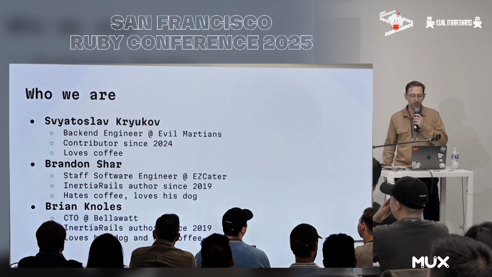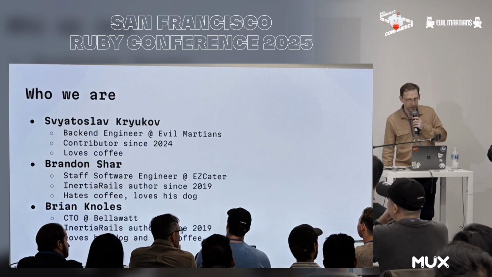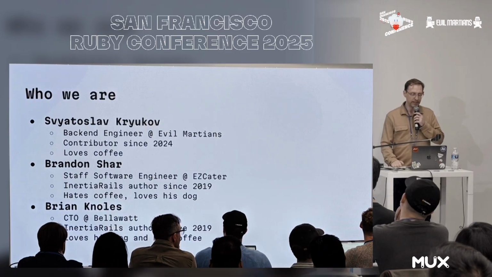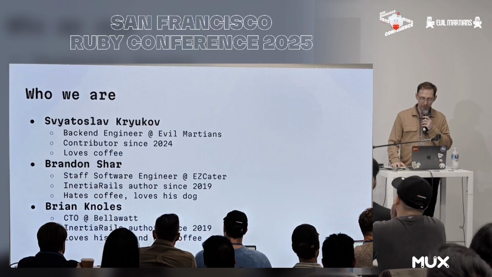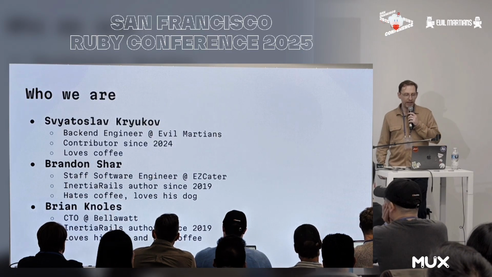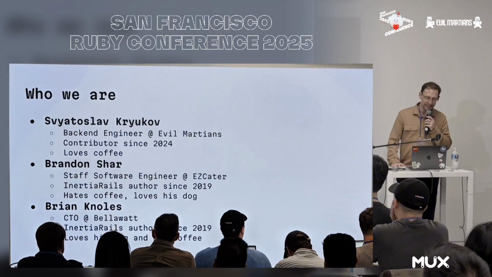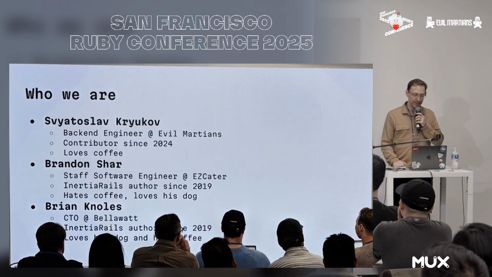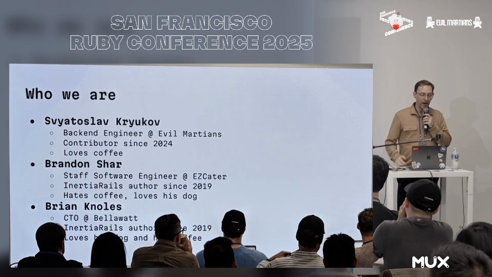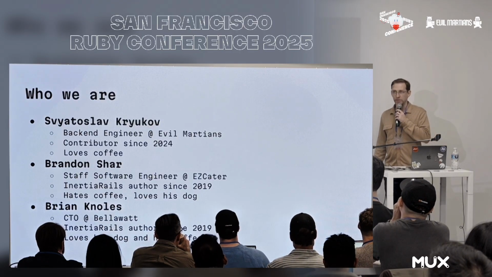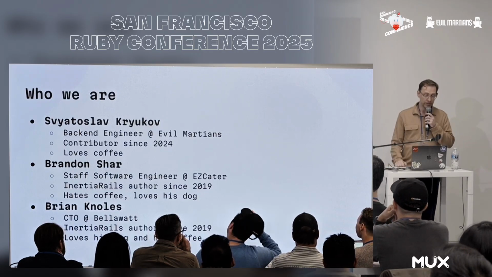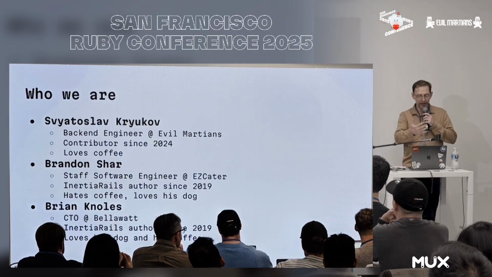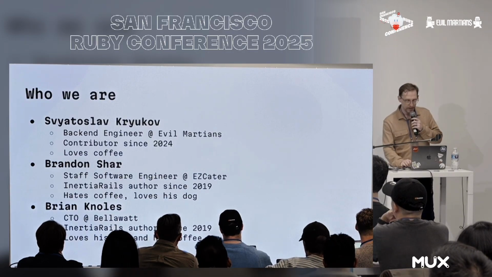Next to him is Brandon Shar. Brandon is a staff software engineer at EasyCater. He actually hates coffee, curiously, but he does love his dog, so he is capable of that human emotion. And then there's me. I'm Brian Knoles. I'm the CTO at Bellawatt. Bellawatt's a small software company working with energy companies. Brandon and I actually wrote the first version of Inertia Rails back when he worked with us at Bellawatt in 2019. I am the great uniter, and so I love both my dog and my coffee.